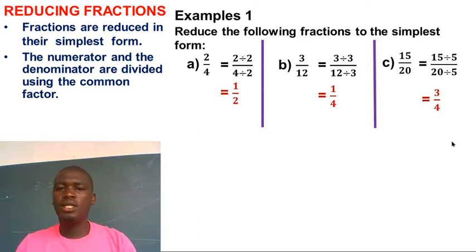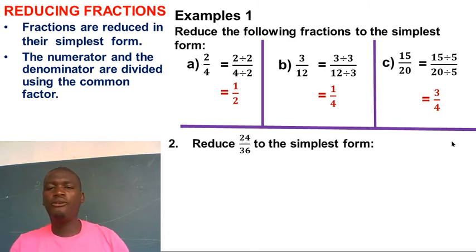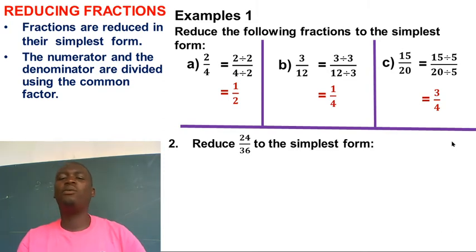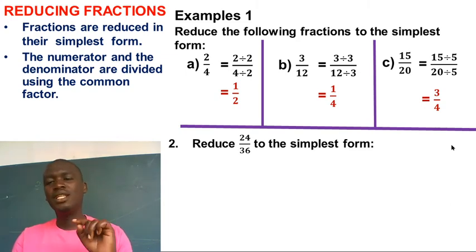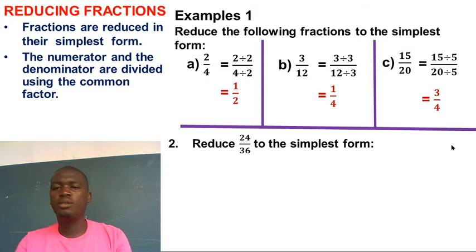Let's take a look at our number 2. It says reduce 24 out of 36 to the simplest form. There are others that have multiple divisions. You keep dividing until you remain with the smallest. But in our first 3 examples up there, you're only dividing one time and you get your answer. But take a look at number 2.